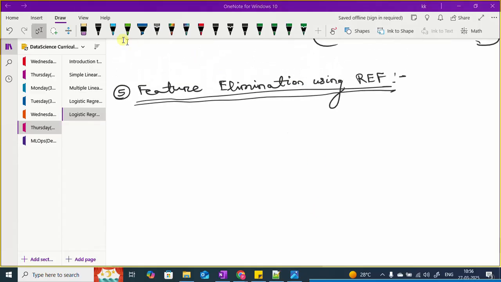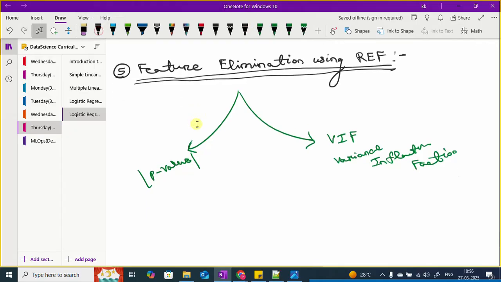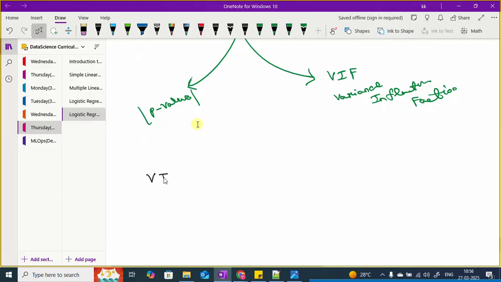So now coming to RFE, guys, two different things. One is p-value, which we have extensively discussed. Another one is called VIF, that is variance inflation factor. So what is that? Try to understand, guys. Okay, let me write down the formula. It will be easy for you. VIF formula is equal to 1 by 1 minus R square.